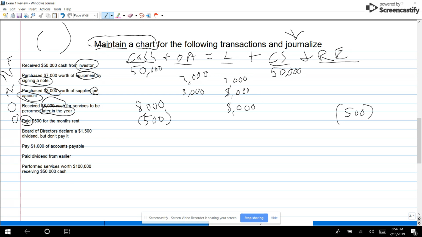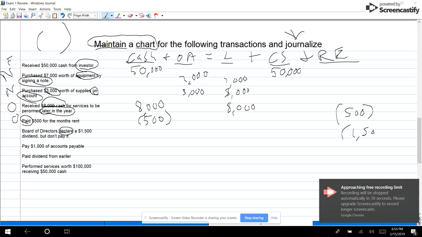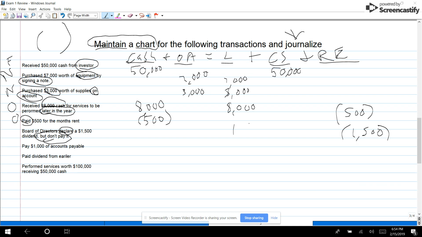All right, so the next one. Board of directors declare a $1,500 dividend but don't pay it. We went over this one in class. As soon as they declare it, they have to decrease retained earnings, and it's going to be the dividends account. And since they don't pay it yet but they owe it, we know that this is going to increase liability. It's going to be dividends payable.